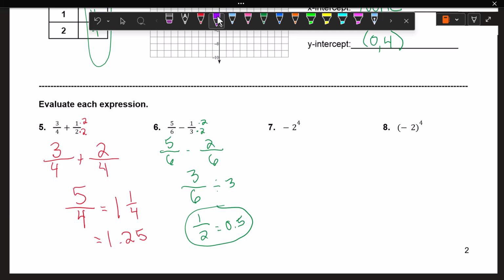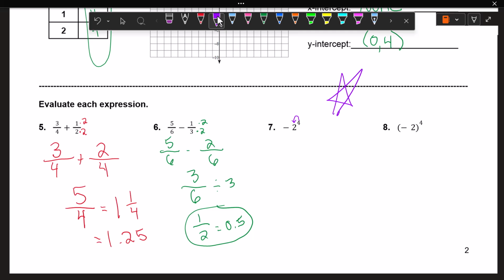Now, number 7 and 8 are very, very important, because we're going to make mistakes on this all year round if we don't take this to heart. Number 7 and number 8 are not the same problem. Number 7 is saying, hey, raise 2 to the 4th power and then make it negative. The exponent acts on the thing right in front of it, which is just the 2. To get the negative in there, we need parentheses like there is in number 8.